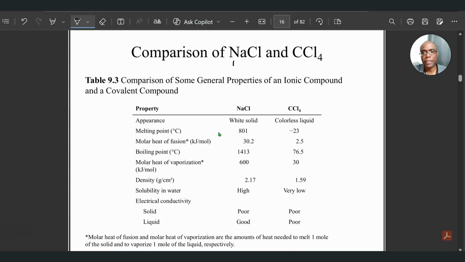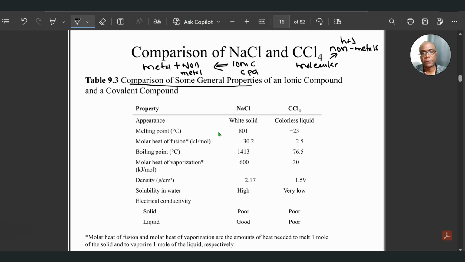Let us now compare ionic compound to molecular compound. What is a molecular compound? It's made of nonmetals. Okay. What is an ionic compound? It's made of a metal plus a non-metal. Alright, so comparison of some general properties of an ionic compound versus a covalent compound. Sodium chloride itself is a white solid. Carbon tetrachloride is a colorless liquid.